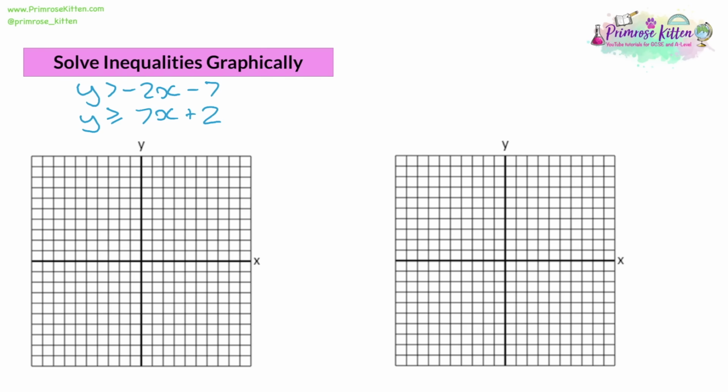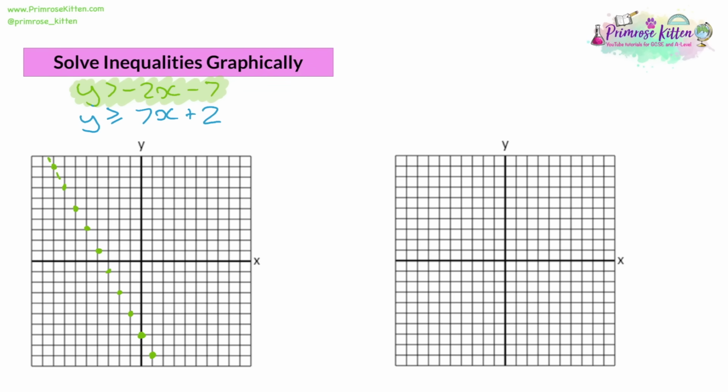So what you want to do is to plot the two lines. Let's start with the top line. It's got a y-intercept at negative 7, so we can plot that. And the gradient is negative 2. So it's going to go down by 2 each time we go across one on the x-axis, and then in the opposite direction, it's going to go up by 2. And we can draw the line.